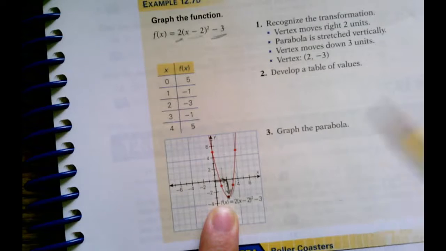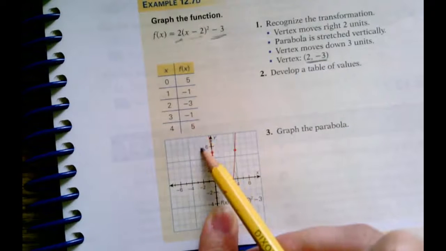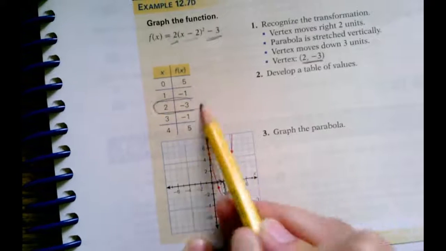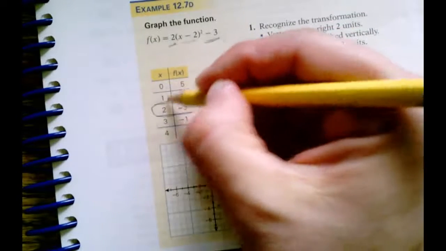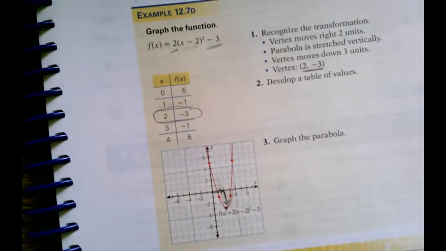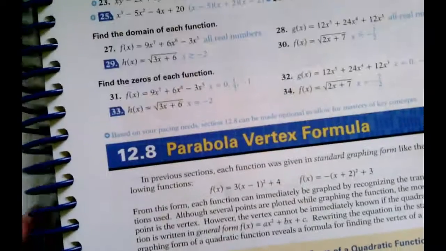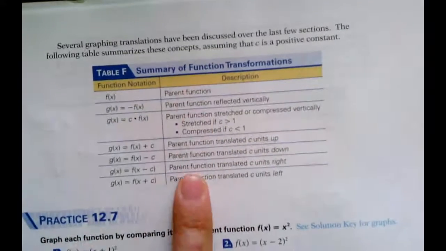So always find your vertex first before you start your table on these, because that's going to tell you where to center your chart when you make your table, so that then you pick your x's on either side of that. You're doing the blues. This table is helpful because it talks about all of those transformations that we talked about.